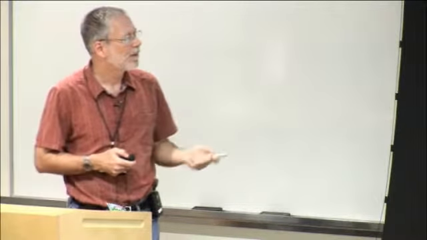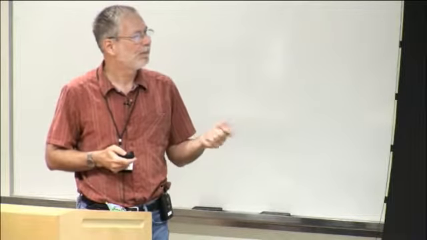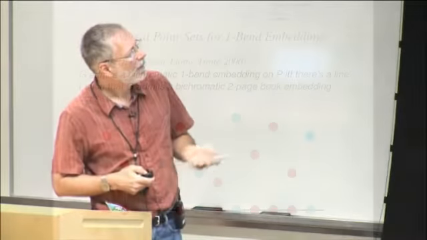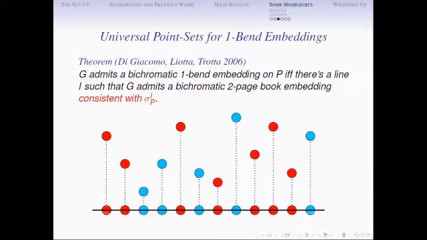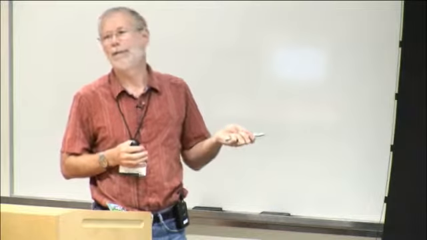Two-step process. The first step is we transform the problem into a 2-page book embedding problem. And then we show you how to embed your tree onto that as a 2-page book embedding. All right? This uses a result of Di Giacomo, Liotta, and Trotta, and the result is the following. G has a bichromatic one-bend embedding on P. That's just what we're looking for. If and only if there's some line, L, such that G admits a bichromatic two-page book embedding and then some stuff in red. So the stuff in red, consistent with sigma LP.